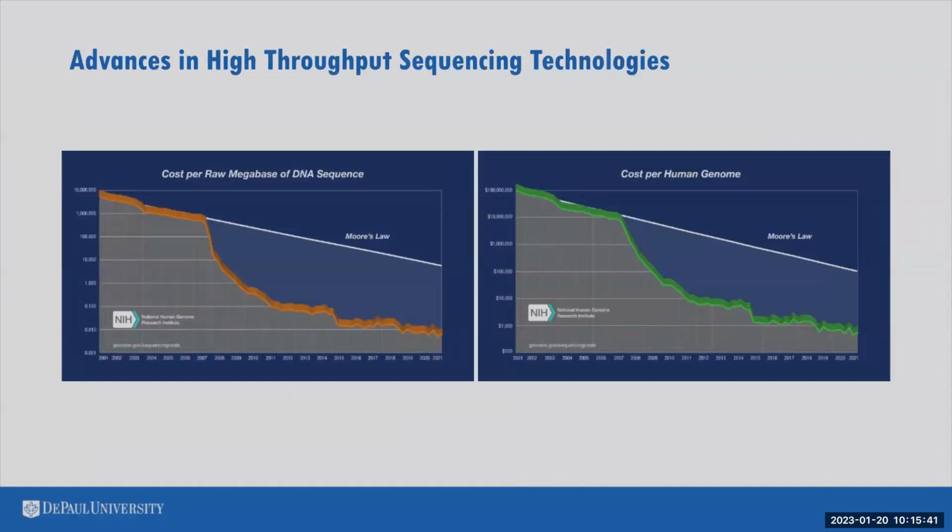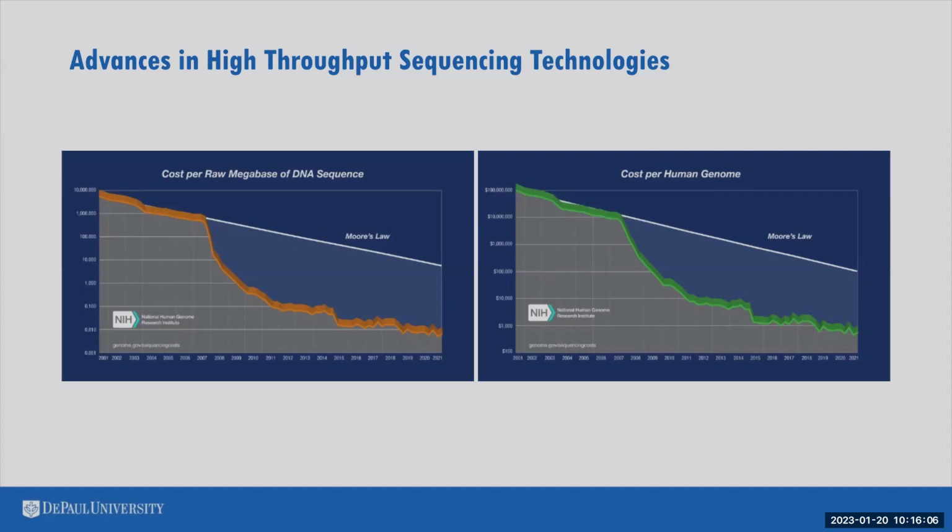Okay, so I don't know, maybe you have seen the slide. This shows how much more affordable, cheaper, sequencing has become. The slide here is showing us, up to 2021, what the cost of a raw megabase of DNA sequence is.